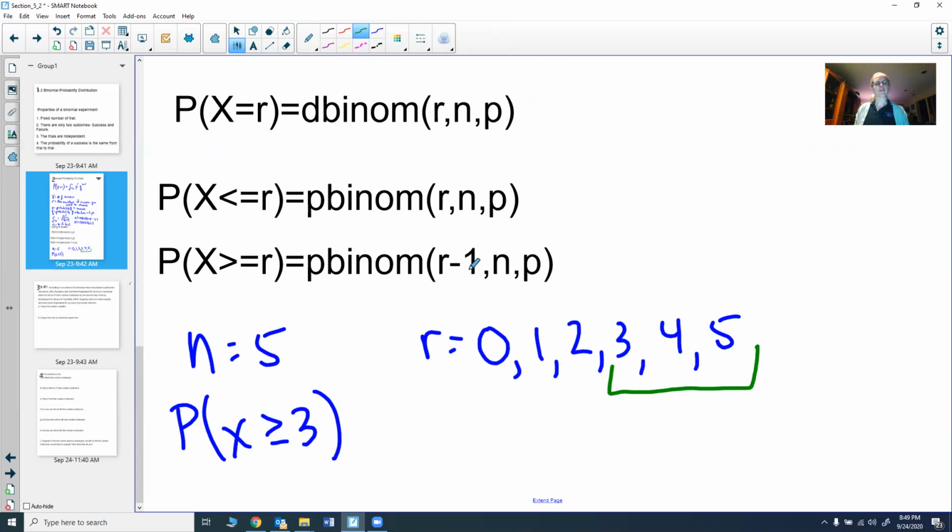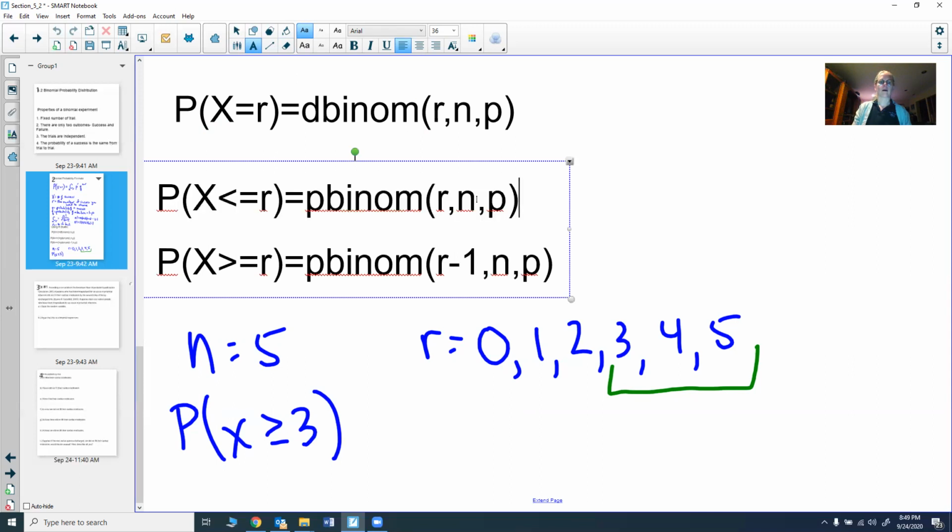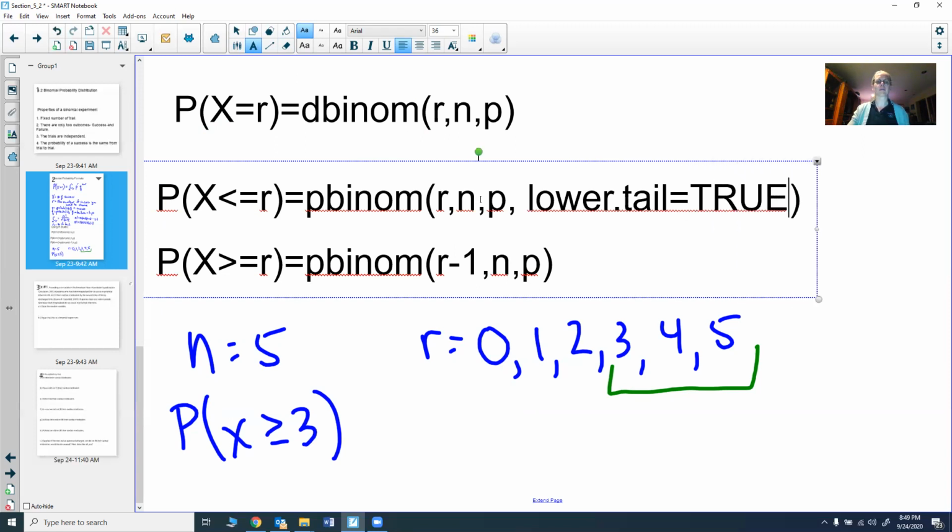But if I were to just do the probability that X is greater than or equal to R and not do the rest of this, I've left off a command, I've got to put that in there. Sorry, I apologize. Let me go fix that. I forgot to do something very important. At the end of the N, P, you then put in lower.tail equals TRUE. Notice the TRUE is all capital letters.